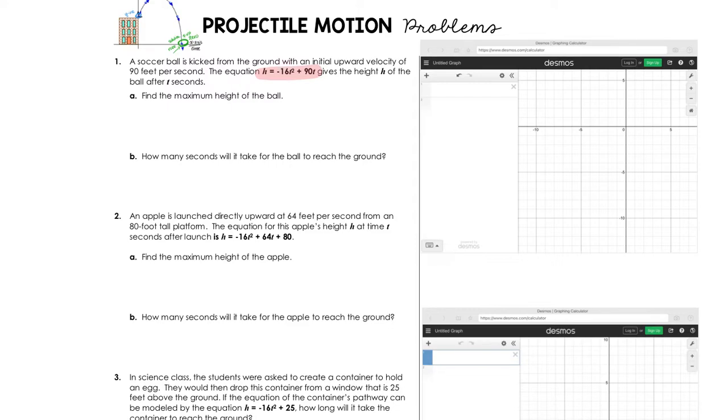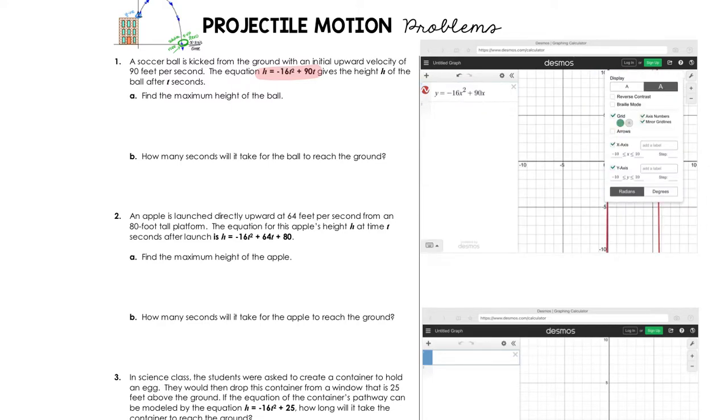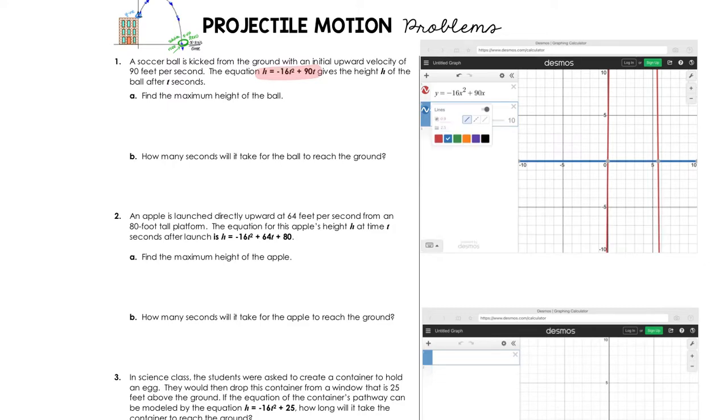And when we graph that, we can't graph it in Desmos using h's and t's, so we replace those with x's and y's. So if I was to come over here into Desmos and begin graphing, I would type this in as y equals negative 16x squared plus 90x. So in my Desmos here, the red represents the soccer ball. Now I also like to go ahead and plot my x-axis and turn it green. Just for visually, this reminds me, okay, this is the ground, so green grass.